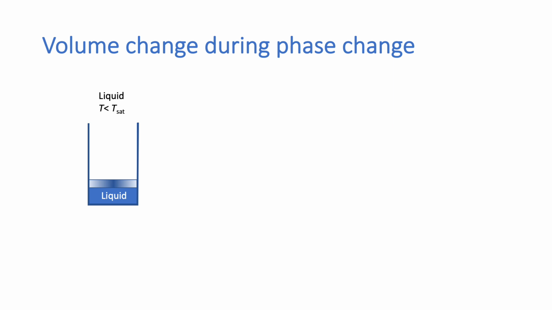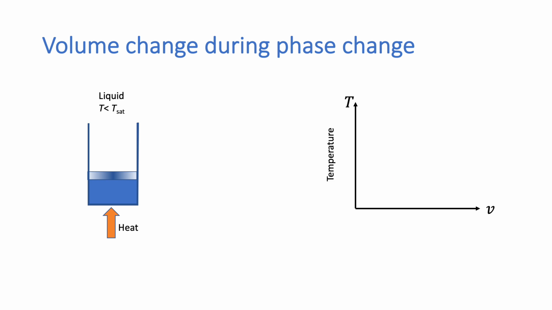The liquid is contained in a cylinder with a freely moving piston so that the pressure of the liquid is always constant. As we heat the liquid, it'll expand a little as its temperature rises. We can show this process on a TV diagram. In this, the vertical axis is the temperature and the horizontal axis is the specific volume.